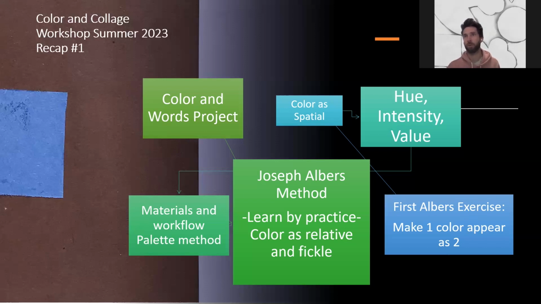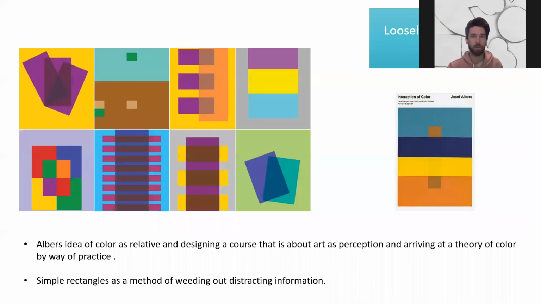And through that, we started to get to know and have a better sense of what these terms are that help us define color, such as hue, intensity, and value. And one of the fun, exciting things that came out of that was that color can be spatial, and that space and the illusion of space is quite sensitive to the parameters of color. So I'm going to go over each of these briefly so that we have a little review of them.